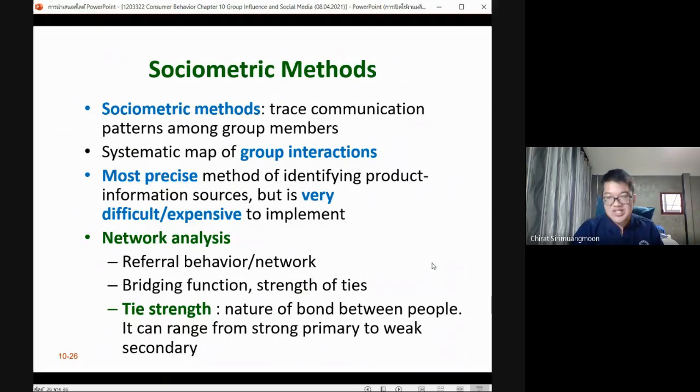This is the most precise and most accurate method, but it's not easy to obtain because you need to think about it carefully, obtain more information, and try to see the map. For this method, they normally use network analysis. Network analysis is used because we need to see the referral behavior, or the behaviors of telling other people what happened. Like I send a message to one person and then how that person sends the message to other people. We call it referral behavior. Bridging function is how it's linked, how it connects. Then if you see some connection, you need to look at the strength of tie, the degree to which they link together. If you have a strong tie or strong strength, that means this is good. Of course, they trust you more than a weak tie.